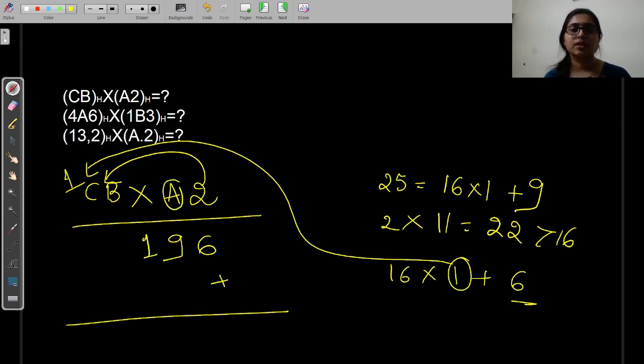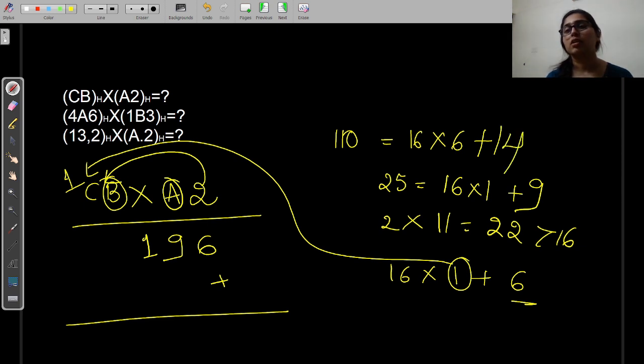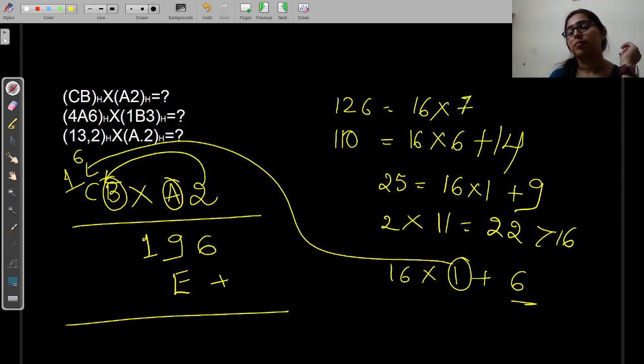Next, 10 into 11, 110. How will you write it? 16 6s are 96. 96 plus 14, 110. So what is 14? It is E. What is 6? It is carry. So 10 into 12, 120, plus 6, 126. So you have 16. Can I write it as 7? It is 112, right? 112 plus 14. Once again, E and 7.